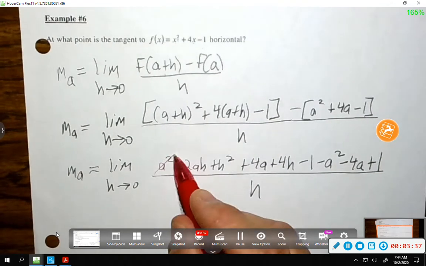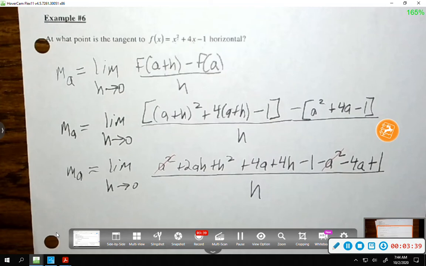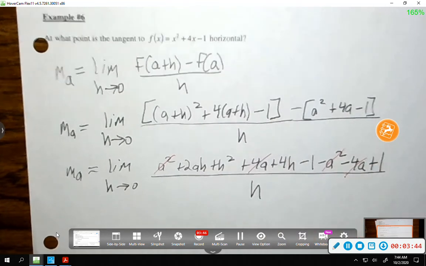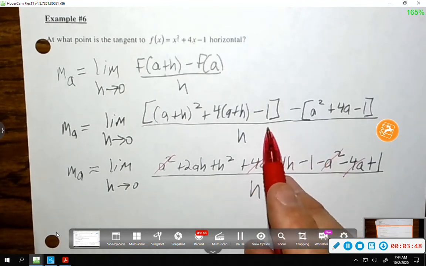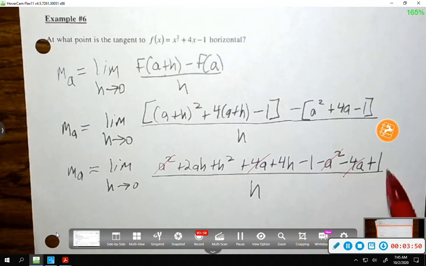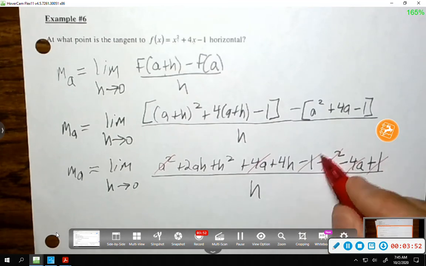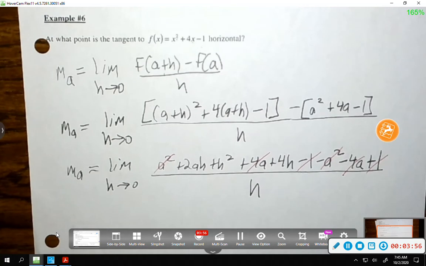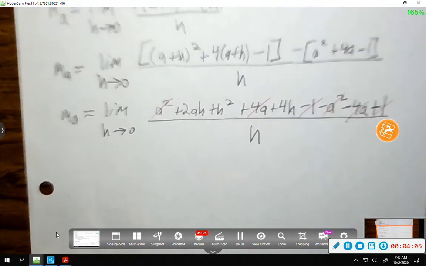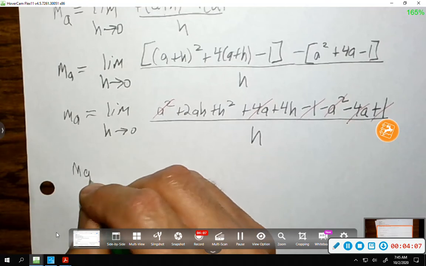Here's a squared. Here's minus a squared. This doesn't have an h. Minus 4a. Oh, there's a plus 4a. There's plus 1. There's minus 1. Every term that doesn't have an h cancels because, look, I have 3 terms left. 1, 2, 3. They all have an h. So in the next step, you can factor this out front.